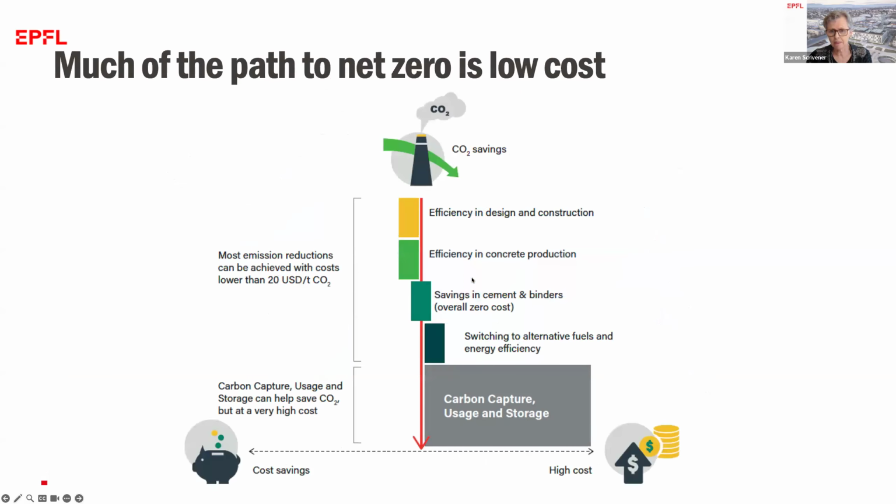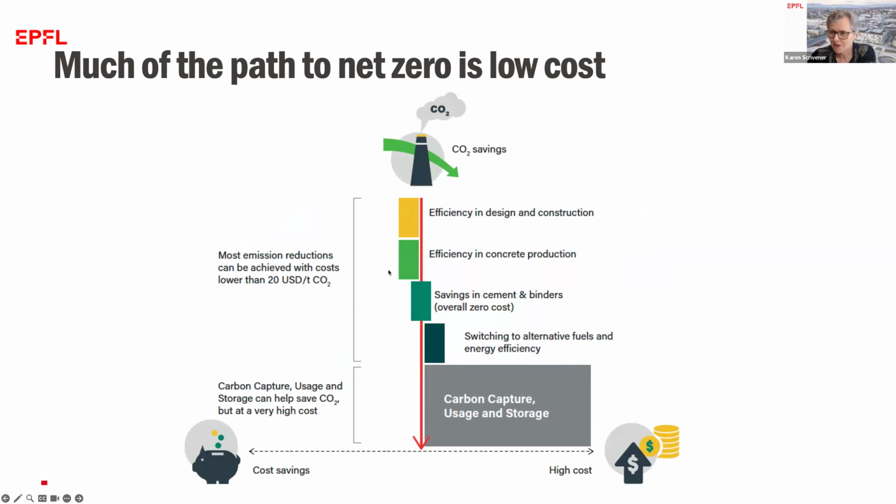Now, for cement-based materials, this shows the levers we can use to reduce CO2. And the point is 4 out of 5 of these levers can be implemented at very low cost, even negative costs. So we start with being more efficient in design and construction, using less concrete for the same building. That doesn't mean using other materials.